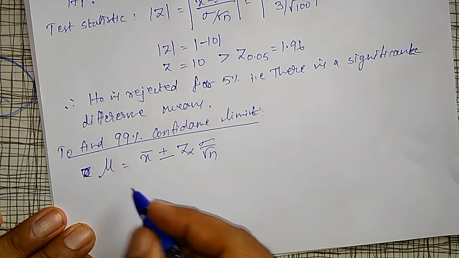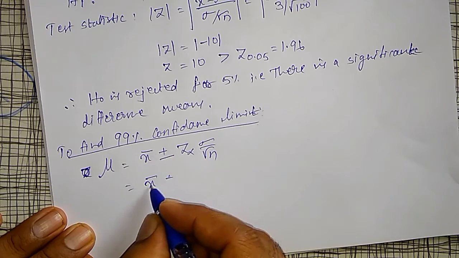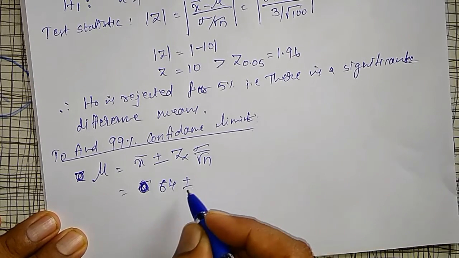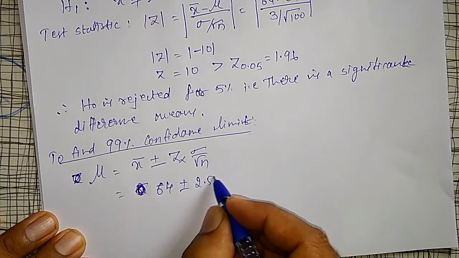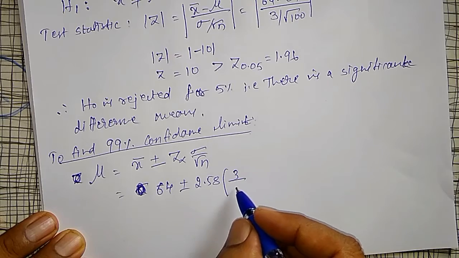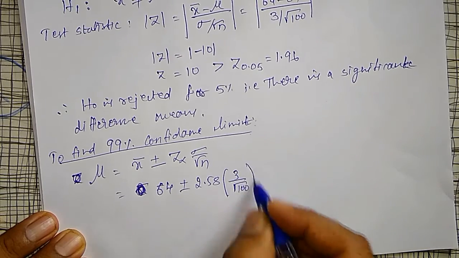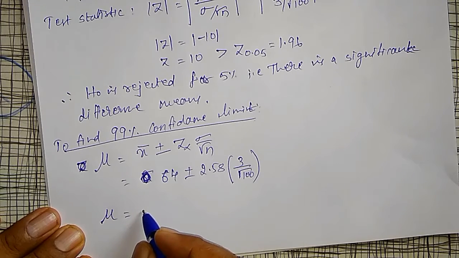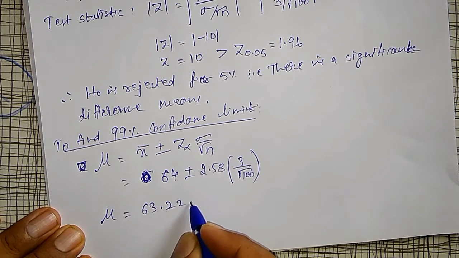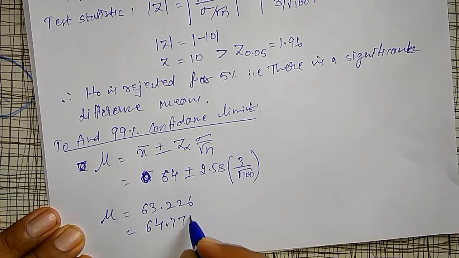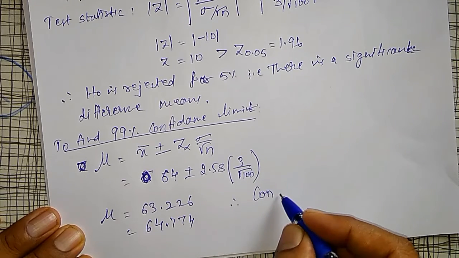And here for 99% z alpha equal to, right, x bar equal to what? X bar is given by 64 plus or minus, for 99% it is 2.58, and sigma they have given it is 3 divided by root n is 100. Okay, if you simplify, mu is equal to, I am going to get for plus and minus, for minus, okay, it comes out to be 63.226 and 64.774.